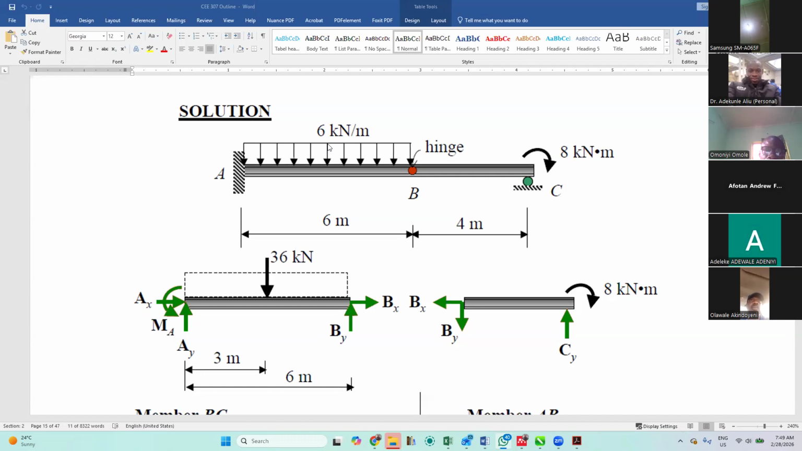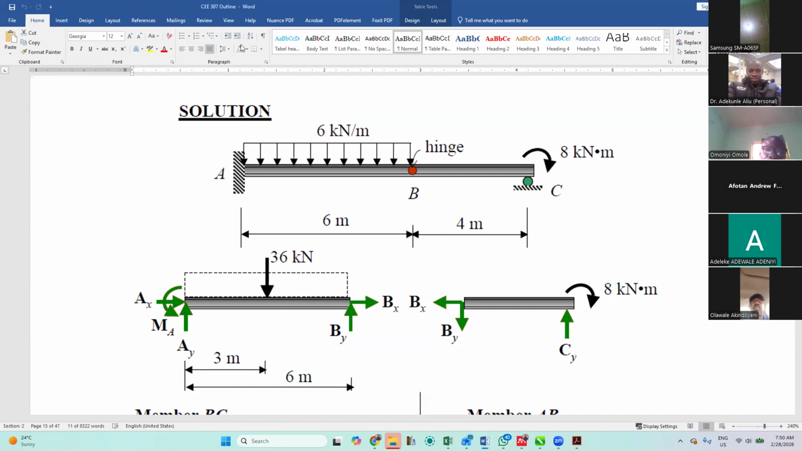Am I too fast? This is 6 kilonewton per meter. So what it means is that for every meter, 6 kilonewton is applicable. Now, when we have a uniformly distributed load like this that spans like this, if we want to convert it to a point load, all we need to do is multiply this by the span. That would be 6 times 6, that's 36. So that means the 36 will be acting at the center, at the centroid here.